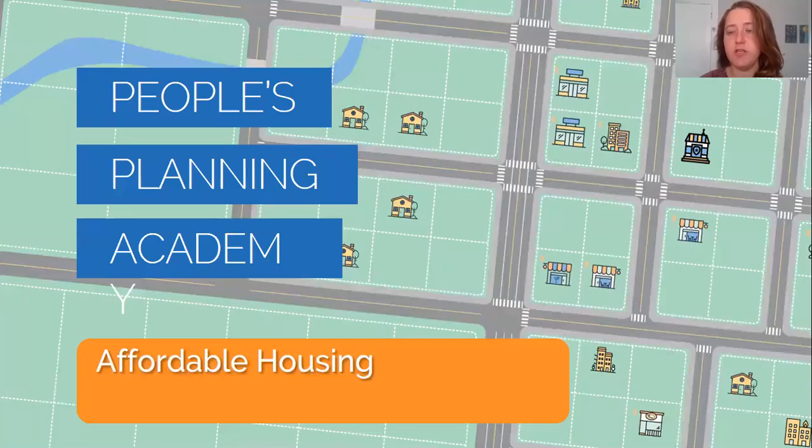In the previous video, we talked about some of the give and takes surrounding development, but now we'll take a deeper look into a subtype of development that's been of increasing interest in recent years, affordable housing.